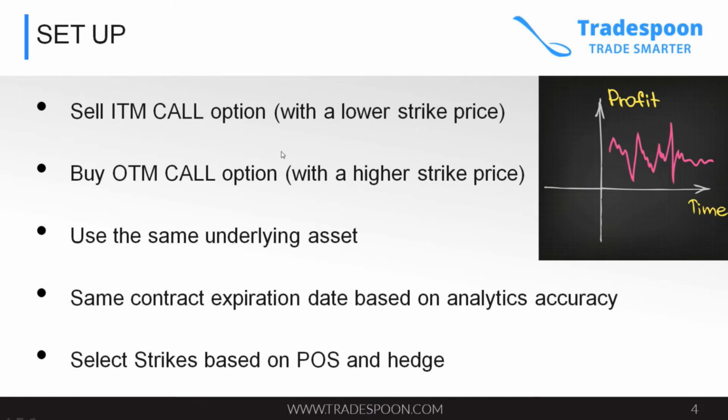Let's talk about setup. You sell an in the money call with a lower strike price. You buy an out of the money call option with a higher strike price. You always use the same underlying asset and the same contract expiration. Based on analytics, we are looking at 50 to 75 days till expiration. You select strike prices based on probability of success, where we provide you with different tools to do that. One is the probability calculator. One is the stock forecasting tool.